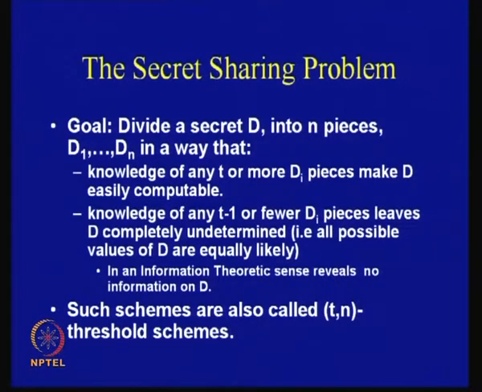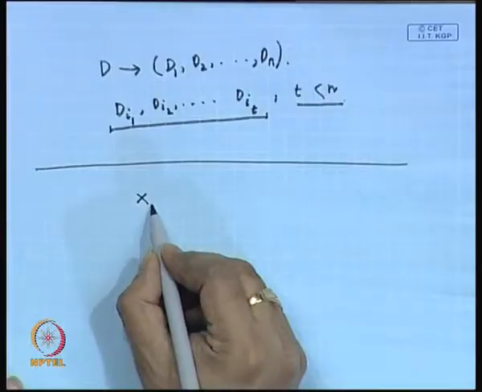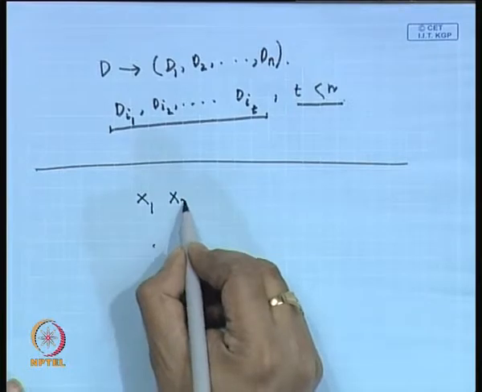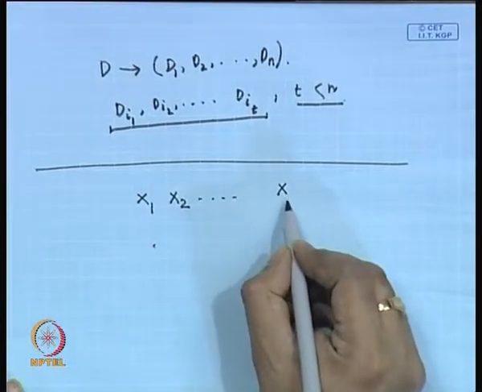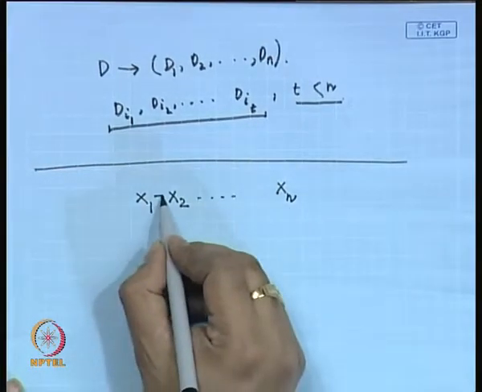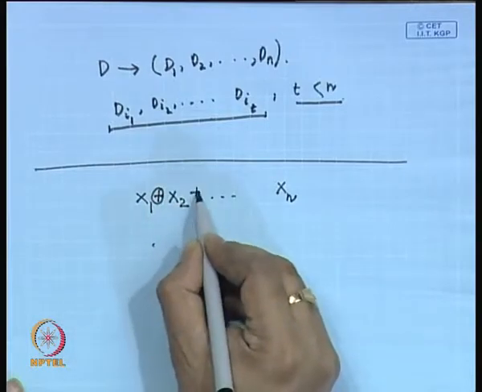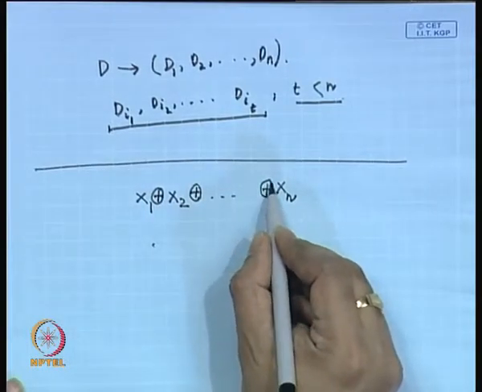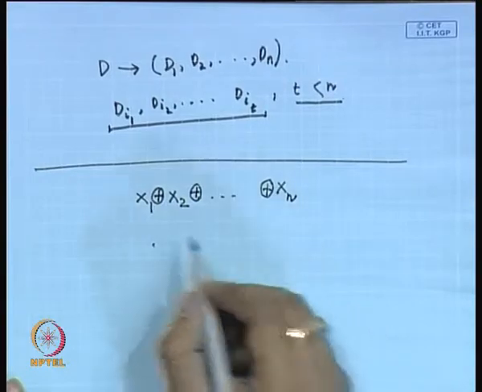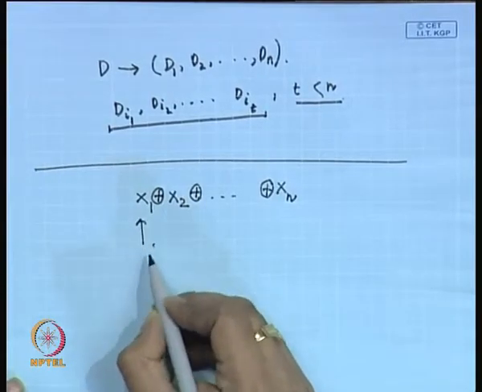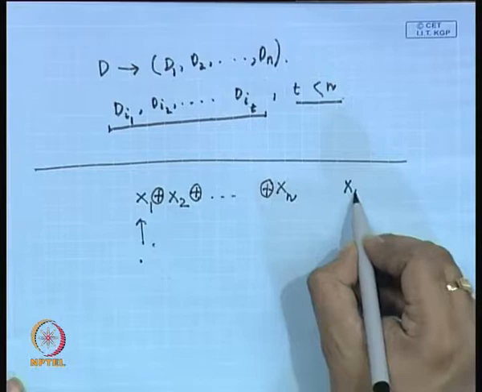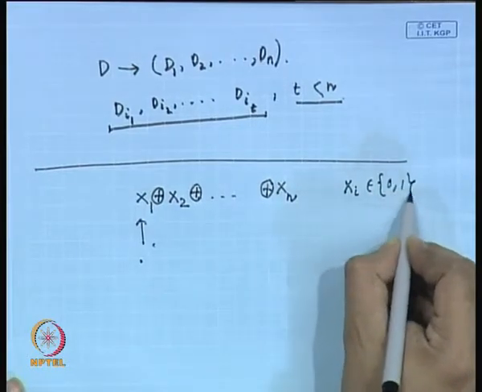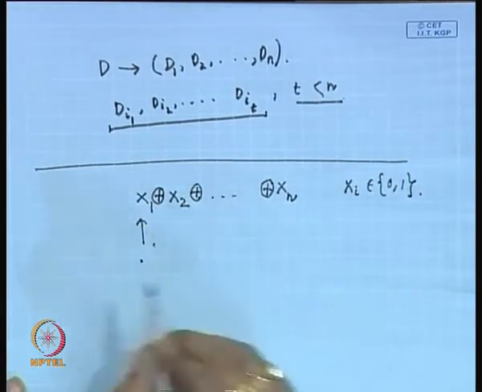See, consider this simple example. Suppose there are binary values x1, x2 and so on till xn. Consider the function where I take the bitwise XOR of these, x1 XOR x2 XOR so on till xn. You can consider that all of them are 1 bit values, that is, any xi is a member of {0, 1}. So consider this XOR sum.